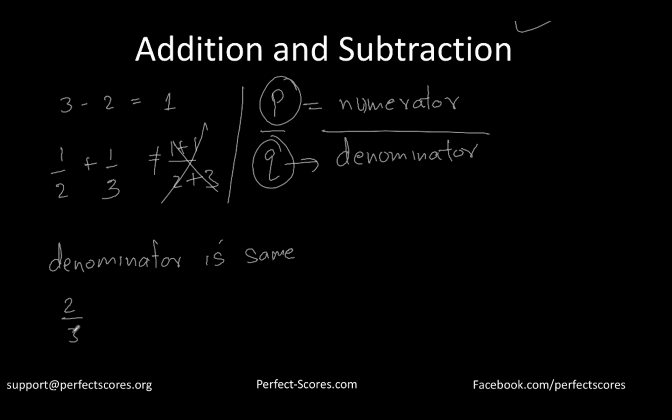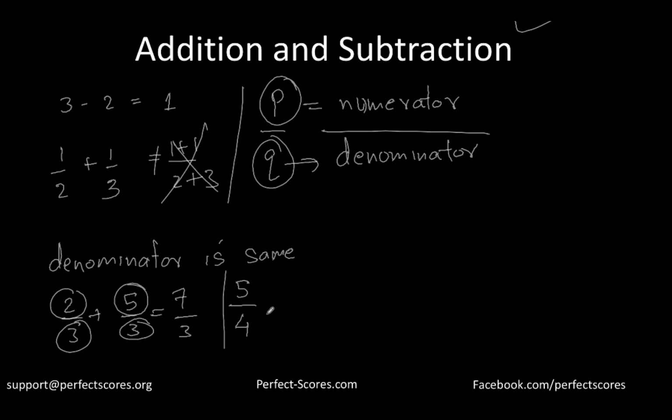Let's suppose 2 over 3 plus 5 over 3. That would just be 5 plus 2, 7 over 3, right? You can only add or subtract fractions when denominators are the same. For example, 5 over 4 minus 3 over 4 is going to be 5 minus 3 over 4, which is 2 over 4.